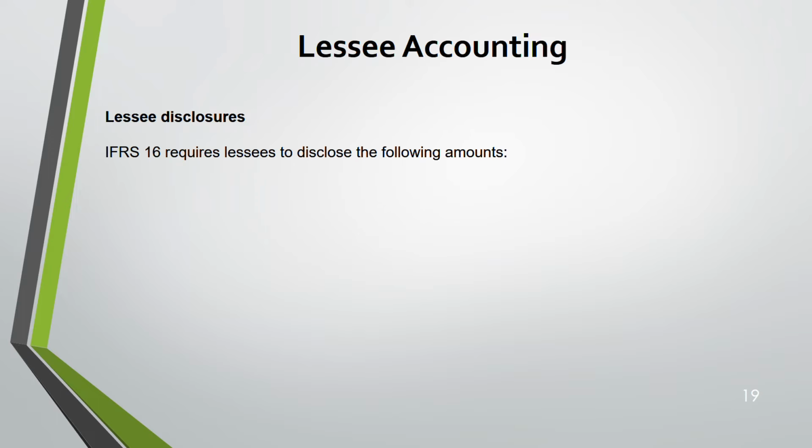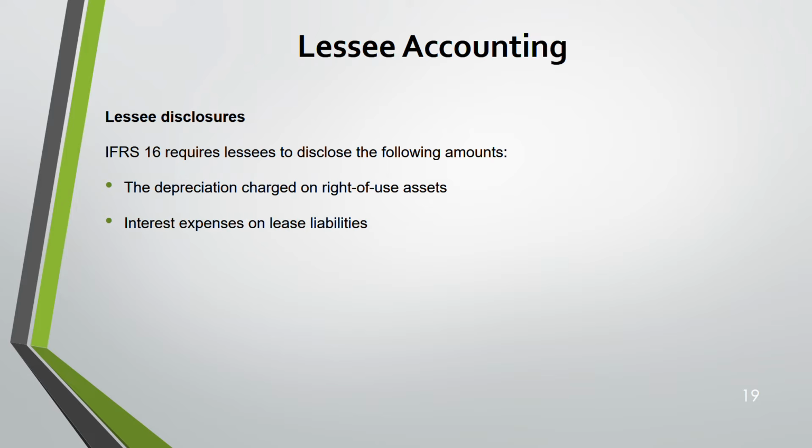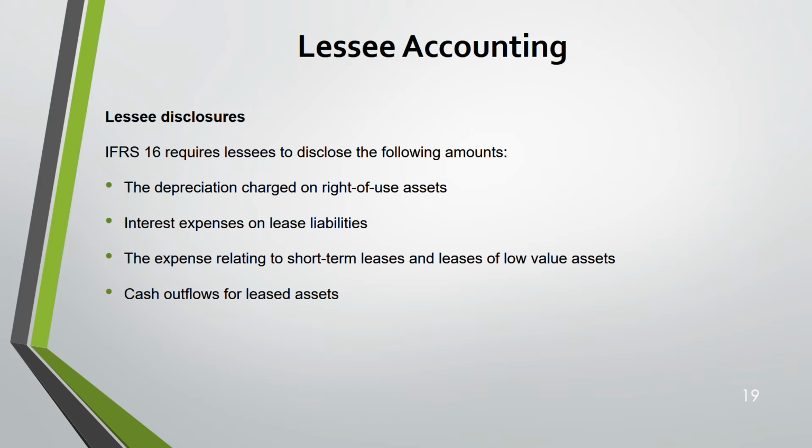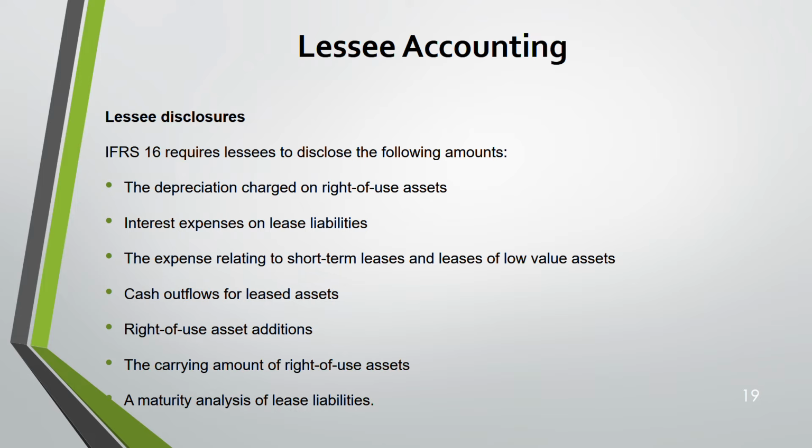Lessee. The depreciation charge on right of use asset. Interest expense. This amount needs to be there. Interest expense on lease liabilities. Expense relating to short term and low value asset. Cash outflow for lease assets. Right of use asset additions. Carrying amount of right of use asset. And a maturity analysis of lease liabilities.